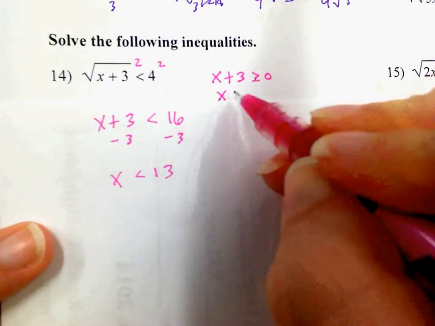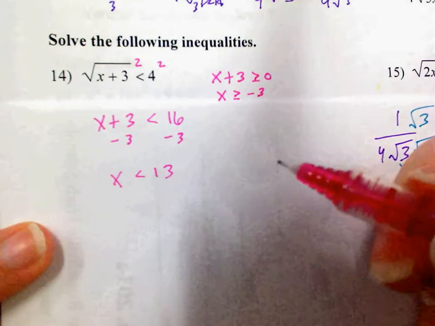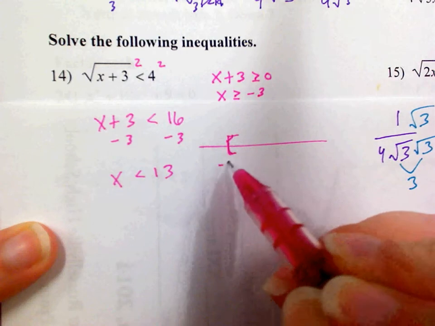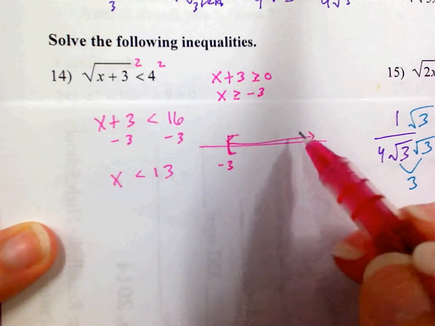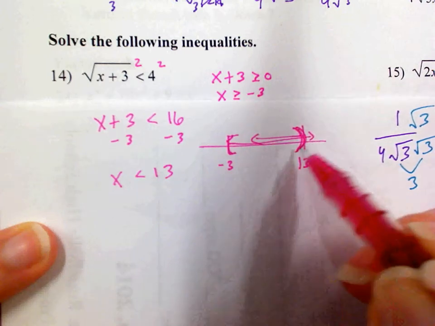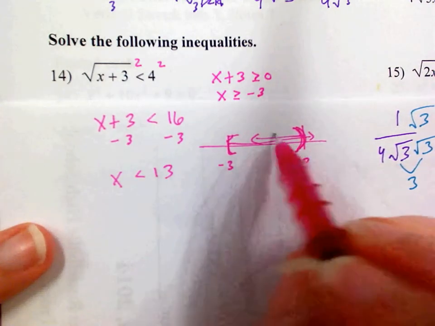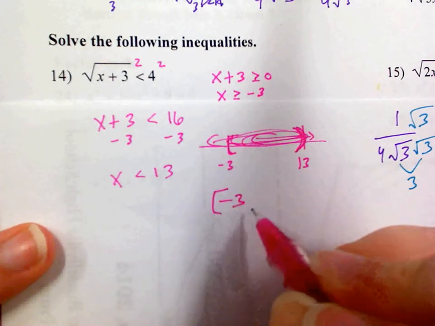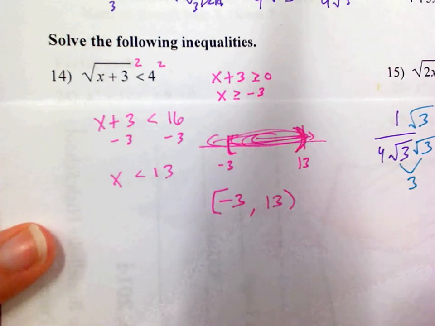So on my number line, here's negative 3, and I need to be greater than or equal to it. Here's 13, and I just need to be less than it, which is why I put a parenthesis. Okay, well, they're both defined in between the two. So I'm thinking negative 3 to 13 is my answer. Okay? Alright, so let's look at this one.